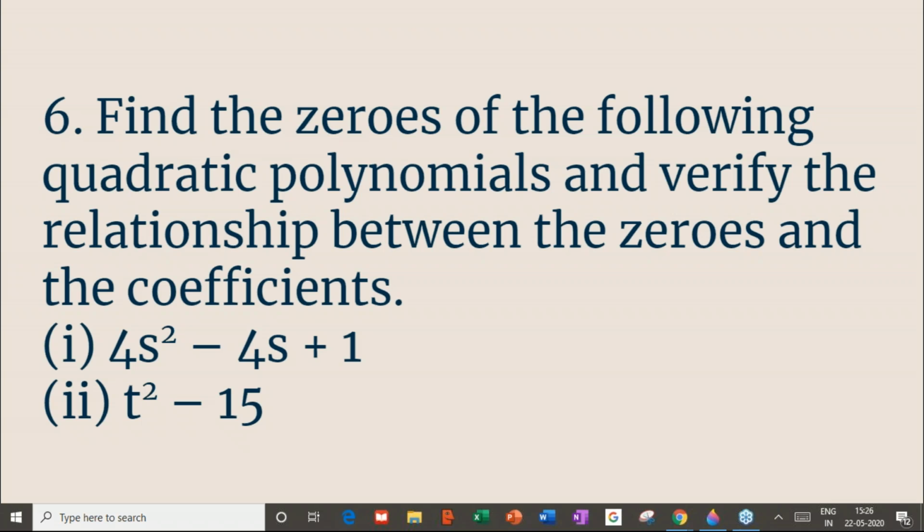You'll get the zeros. And how do you verify the relationship between zeros and the coefficients? Since it's a quadratic equation, the first one will be alpha plus beta is equal to minus b by a, and the second will be alpha into beta is equal to c by a, no minus. Okay, all those of you who have finished solving can tell me what the zeros are. You can type in your answer, I'll check.